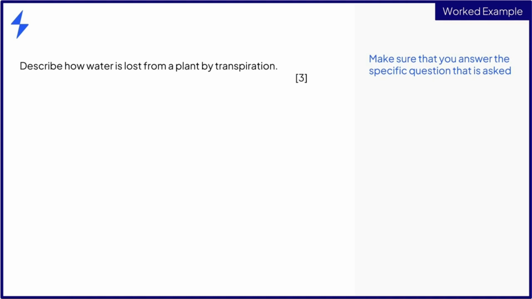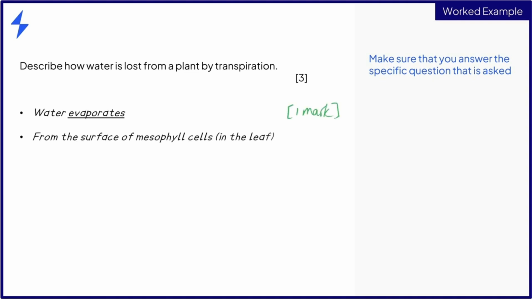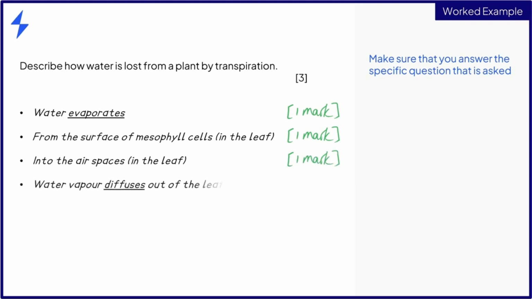Your description should include the evaporation of water from the surface of mesophyll cells in the leaf into the air spaces. This water, now in the form of vapour, will diffuse out of the leaf through the stomata.